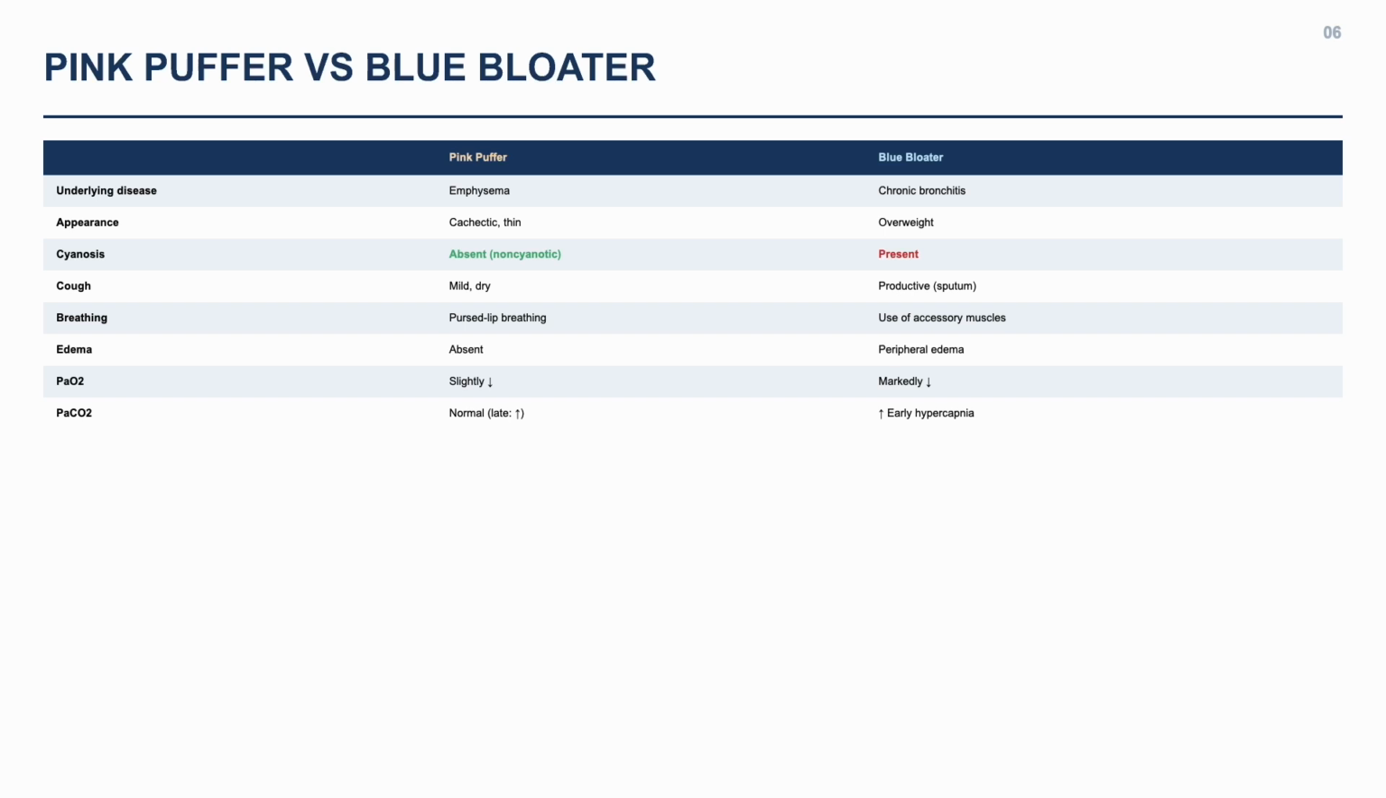Two classic COPD phenotypes show up on Step 2. The pink puffer has predominant emphysema. They are thin, cachectic, non-cyanotic, use pursed lip breathing, and have only a mild cough. Their PaO2 is only slightly reduced and PaCO2 remains normal until late disease. The blue bloater has predominant chronic bronchitis. They are overweight, cyanotic, and have a productive cough with peripheral edema. Their PaO2 is markedly reduced and PaCO2 is elevated early on. They develop hypercapnia quickly. Remember, pink puffers breathe hard to maintain oxygenation. Blue bloaters retain CO2 and become cyanotic.